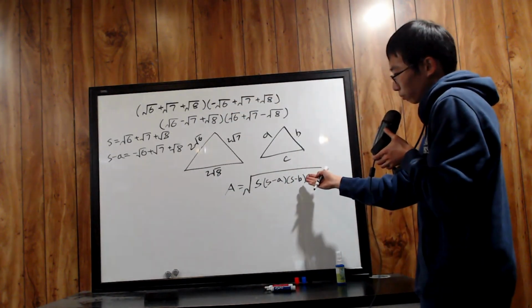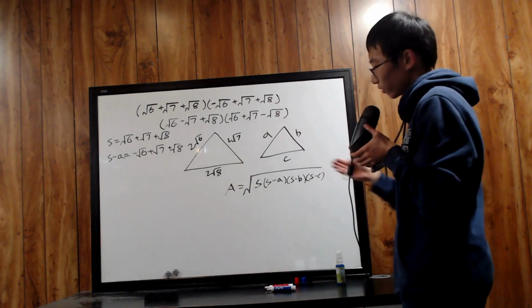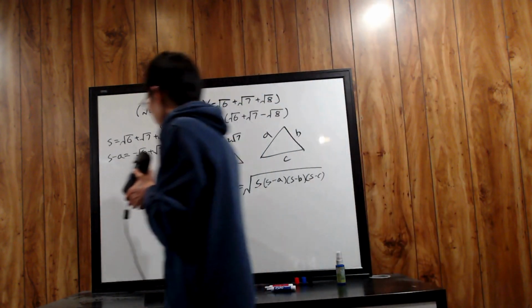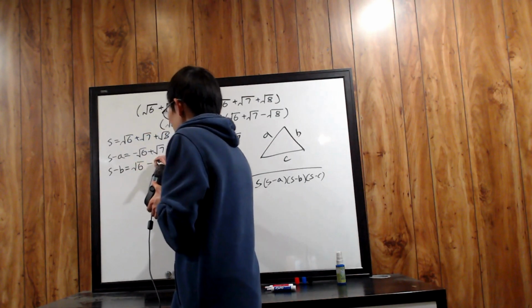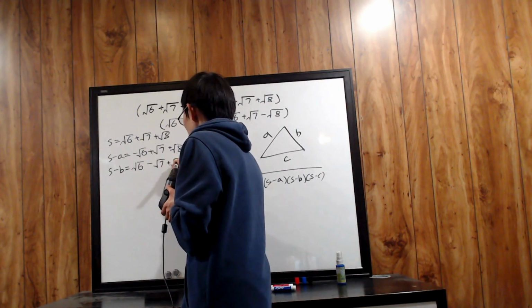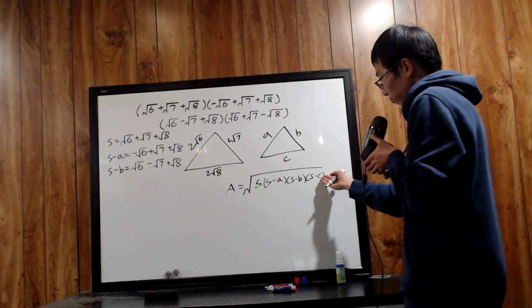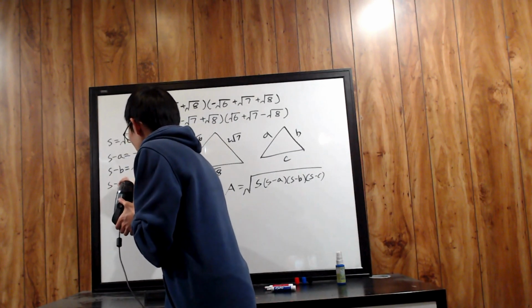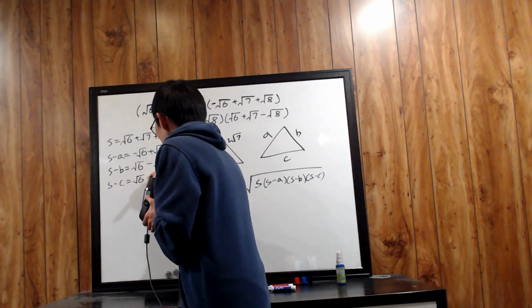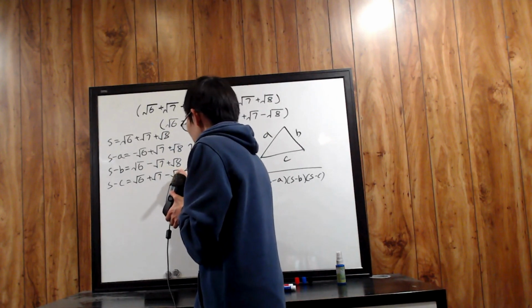What about S minus B? I'll take B to be 2 root 7. Then S minus B is equal to root 6 minus root 7 plus root 8. Finally, S minus C. C, that's 2 root 8. So S minus C is equal to root 6 plus root 7 minus root 8.